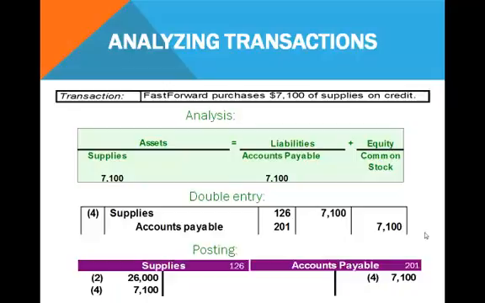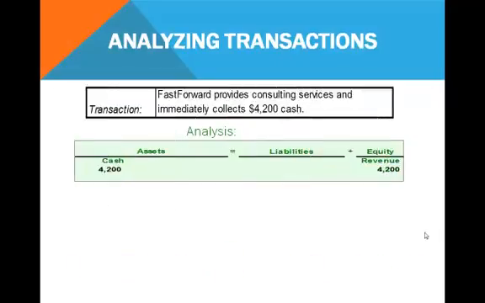Now let's analyze yet another transaction. In this transaction, Fast Forward provided consulting services and collected $4,200 cash. The asset account cash increased by $4,200, and the equity account consulting revenue, so there's a new one, we've got a revenue account now, increased by $4,200, the same amount. See if you can make the general journal entry to record this transaction before we move on.